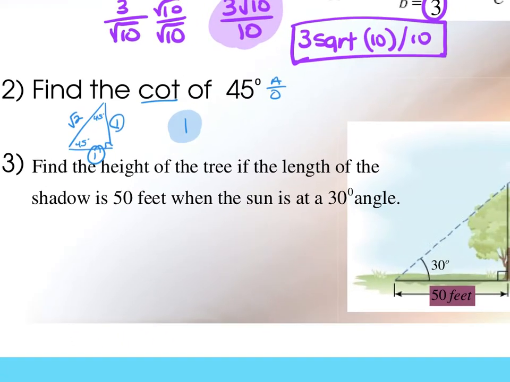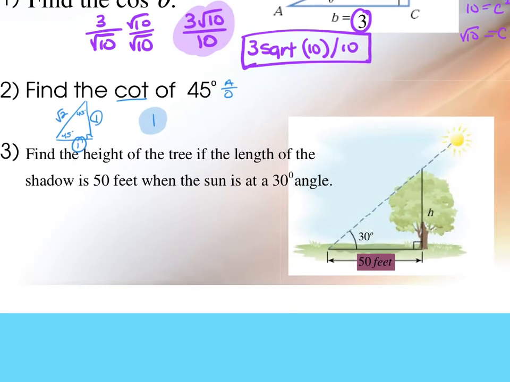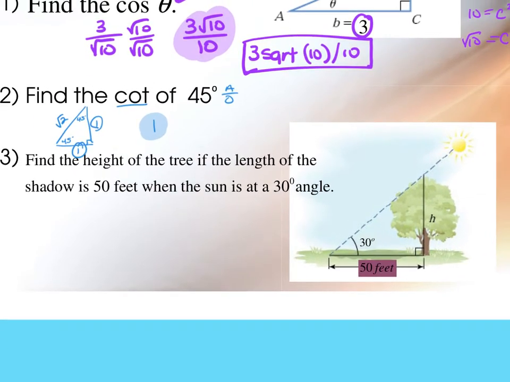And again, if you want to use your unit circle for the quiz, that's fine too. You don't have to use that right triangle. Number 3 says find the height of the tree if the length of the shadow is 50 feet when the sun is at a 30-degree angle.